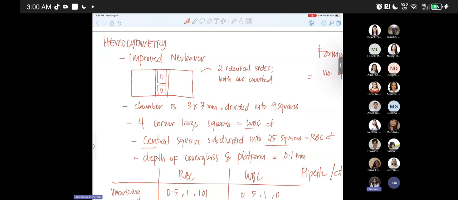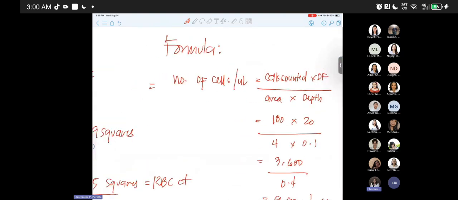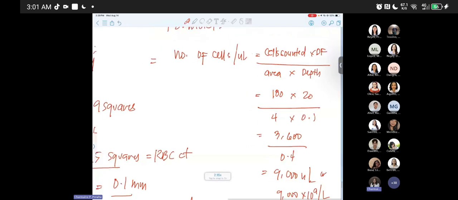The depth of cover glass and platform is 0.1 millimeter. Bakit kailangan ito i-discuss? Kasi ang formula ng Neubauer is ito yung manual counting of cells, di ba? Cells counted times dilution factor divided by the area and depth. So assuming we are performing WBC count, example lang to ha. Ang nabilang na cells ay 180. So ang dilution factor is 20.